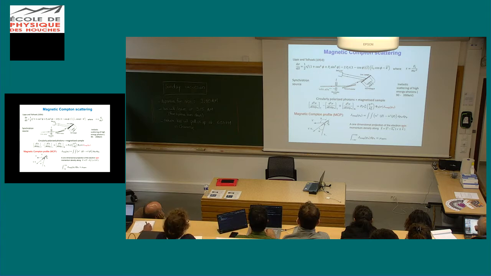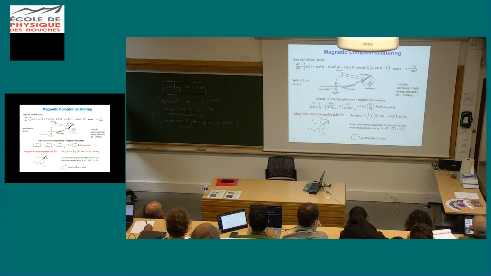Here, some adjustments of the geometry can be done in order to maximize this cross-section in such a way that the magnetization is aligned along the scattering direction. So this quantity can be seen as a one-dimensional projection of the electron spin momentum density along this scattering vector. And this is normalized to the spin moment of the electrons of the target.